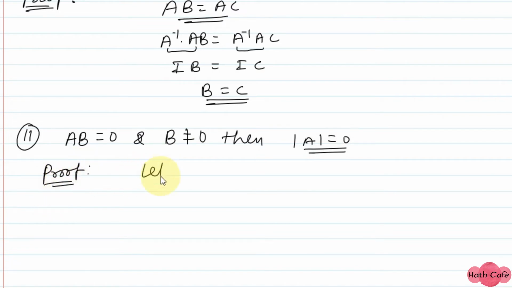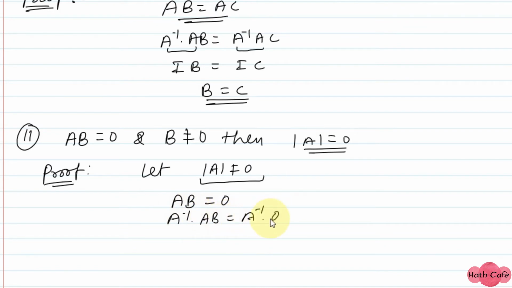I assume that determinant of A is not equal to 0. If determinant of A is not equal to 0, then I can define A inverse. It is given to us that AB is equal to 0, so I am pre-multiplying by A inverse on both sides. A inverse multiplied by AB will be equal to A inverse multiplied by 0 matrix.